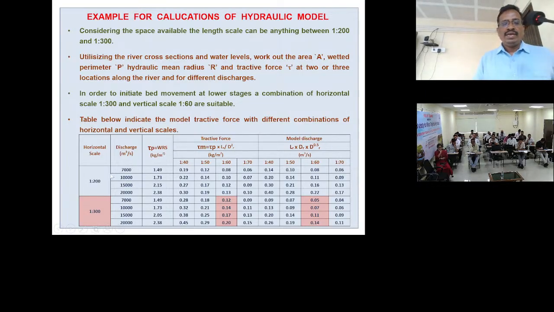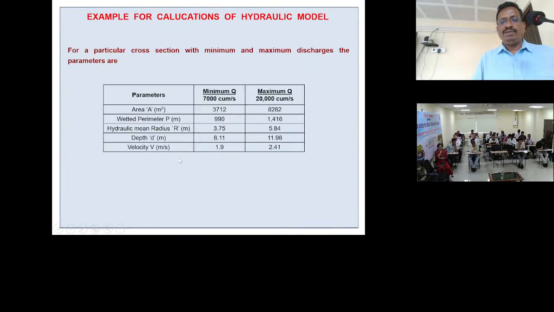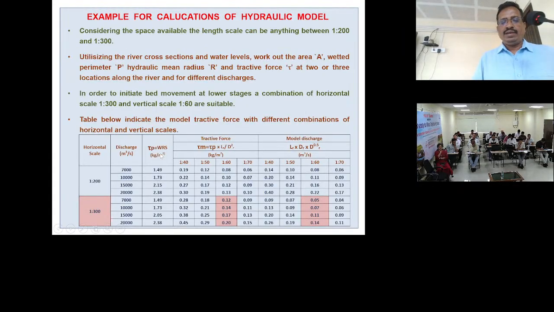How can I explain now? Here you can see this is a trial and error based method only. Two horizontal scales we have taken here, 1 is to 200 and 1 is to 300, and four different discharges we have taken here. And these are the tau p, that is, tractive forces we have calculated, gamma R S. Gamma is unit weight of water and R value I just now explained, here R value is the wetted perimeter, and S is slope. So like that for every discharge we have calculated the tau p, for these four discharges, and tractive forces of model.